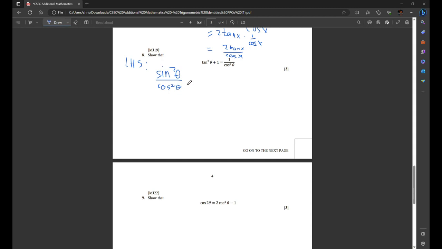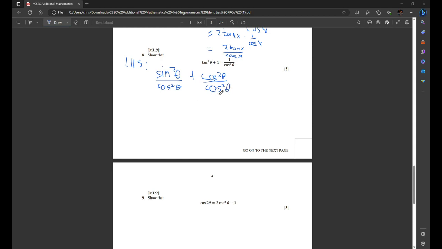And then, since I've rewritten this tan squared theta as a fraction, I'm going to write the 1 as a fraction as well with the same denominator, which is cos squared theta over cos squared theta. That's the benefit of having a 1 in your question. When you have a 1, you can always rewrite it as a fraction, because the value of 1 can always be represented as a fraction, like so.